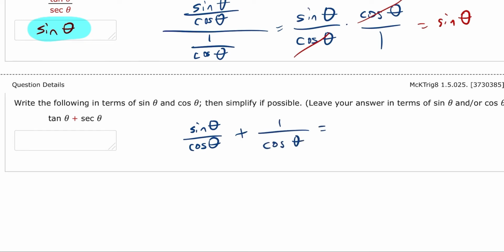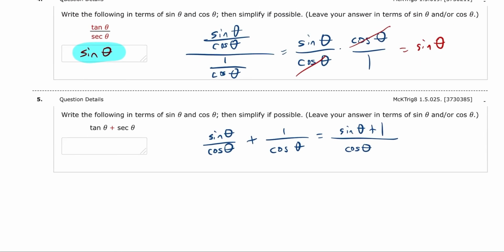Well, this is nice because we already have a common denominator. Sometimes you won't have a common denominator and you'll have to come up with your common denominator. In this case, it's already common. So we just end up with sine theta plus 1, and that's all we can do. They say to leave it in terms of those two trig functions, so that's good enough right there.